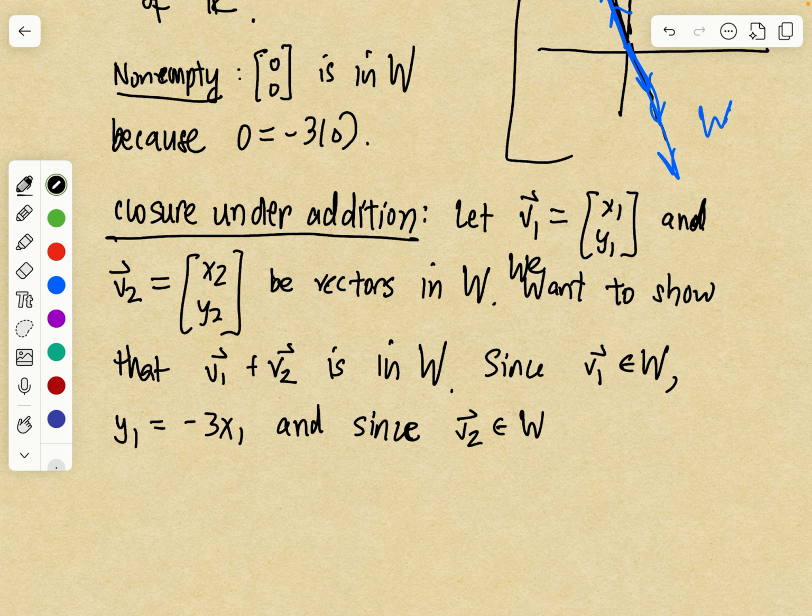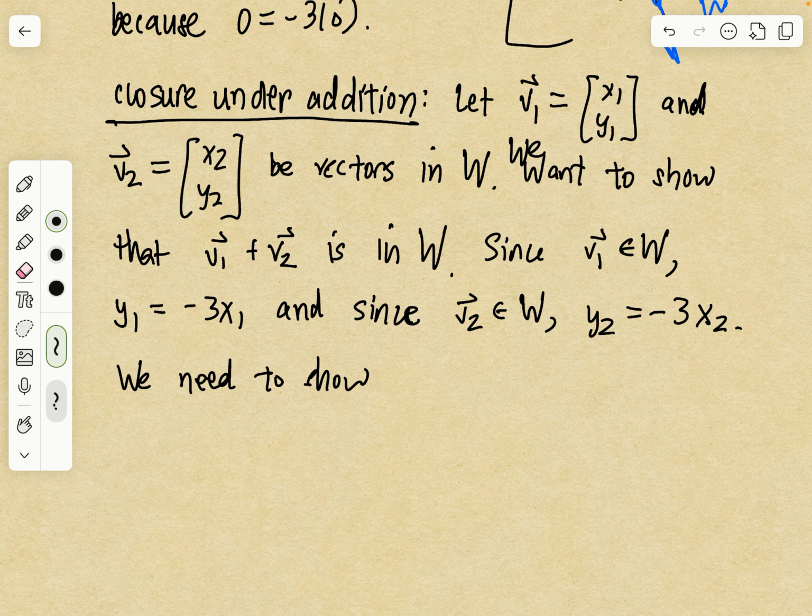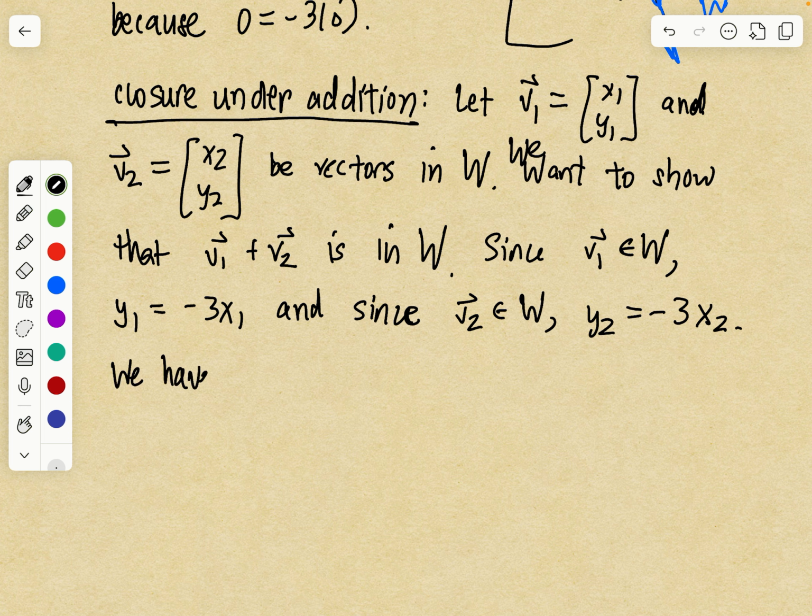and since V2 is an element of W, y2 is equal to -3x2. Now what we need to show is that V1 plus V2 is in W. Well, first let's figure out what V1 plus V2 actually is. V1 plus V2 is, you add the components: x1 plus x2, y1 plus y2.